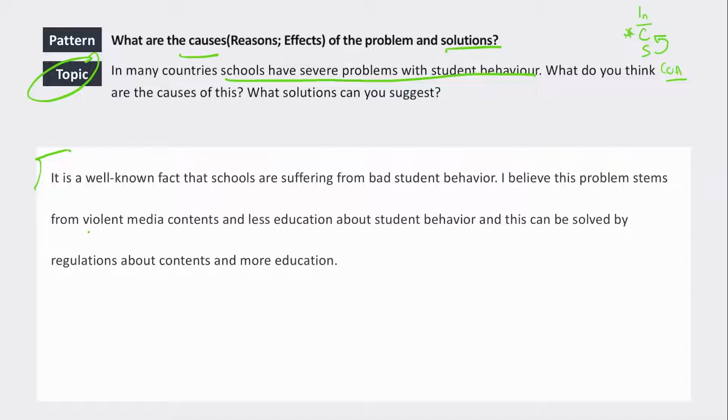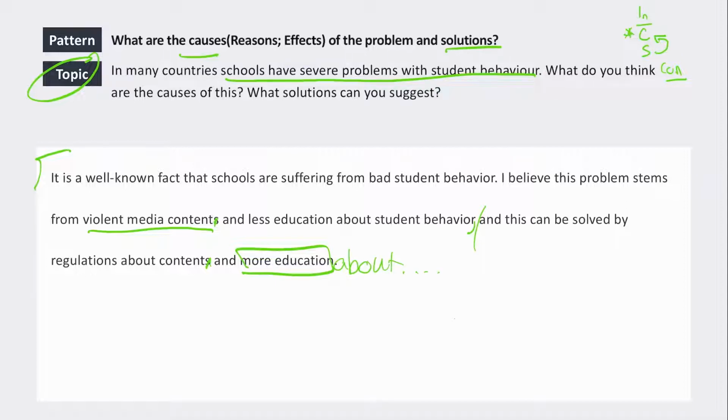It is a well-known fact that schools are suffering from bad student behaviour. I believe this problem stems from violent media content and less education about student behaviour, and this can be solved by regulations about contents and more education. Okay, so we need a comma here. We're separating our causes from our solutions with a comma, and this can be solved by regulations about content and more education. More education about what? More education about or concerning.